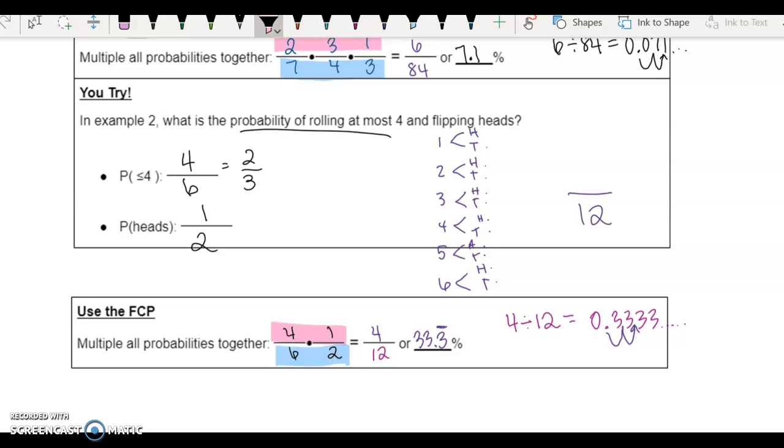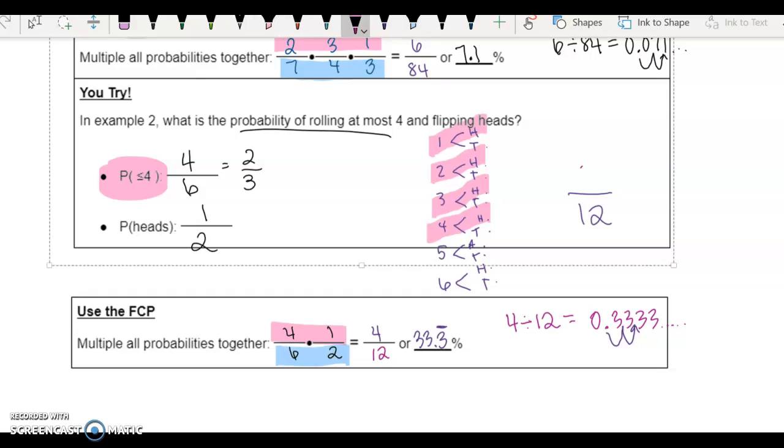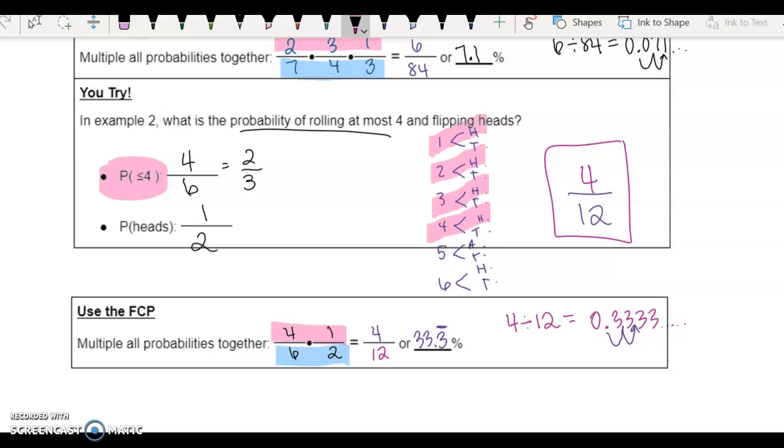And to make it true, the number has to be less than or equal to 4. So that means that I can roll a 1 and flip heads, and that would be true. I can roll a 2 and flip heads, and that would be true. A 3 and flip heads, or a 4 and flip heads. But I can't roll a 5 and flip heads because it doesn't make this true, because I want the probability of it being less than or equal to 4 on the number cube. So that gives us 4 out of 12 possible options, which then would lead us down to that 33.3 repeating percent.